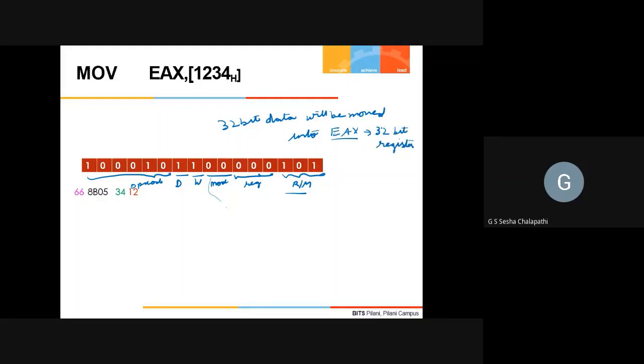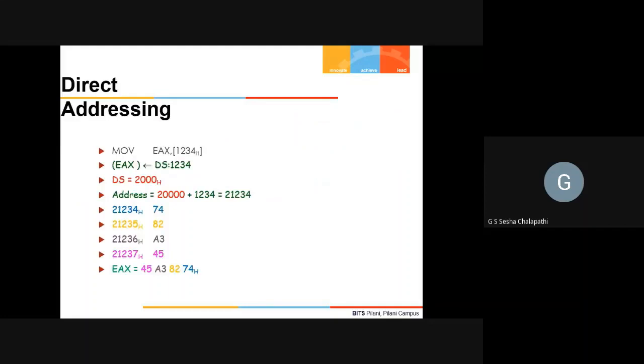It will be a 32-bit register, and therefore it will pick up 32-bit data from an address location whose offset is 1234H, and it will be moved. Let us say that the DS value is 2000H, and 1234H is the direct data that is specified. So DS multiplied by 10 will become 20000H plus 1234H, which will become 21234H. So this will be the address location.